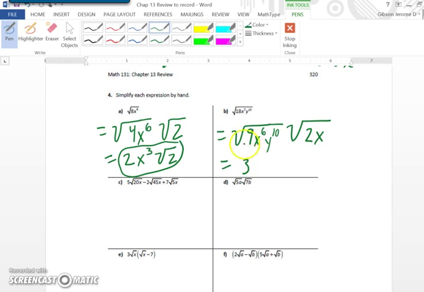The square root of 9 is 3. The square root of x to the 6th is x cubed. The square root of y to the 10th is y to the 5th. And we still would be left with the square root of 2x. And this is our final answer.